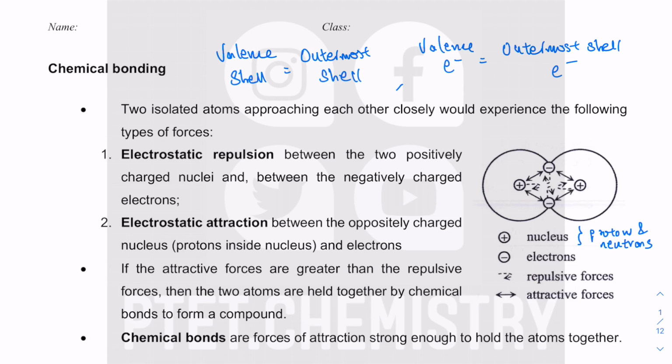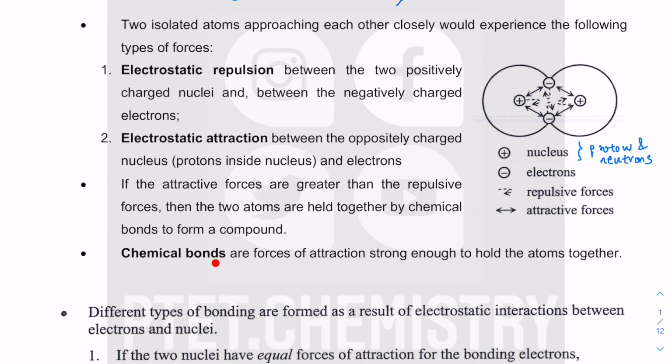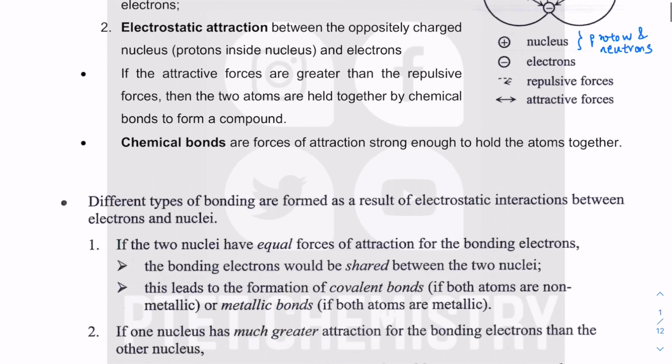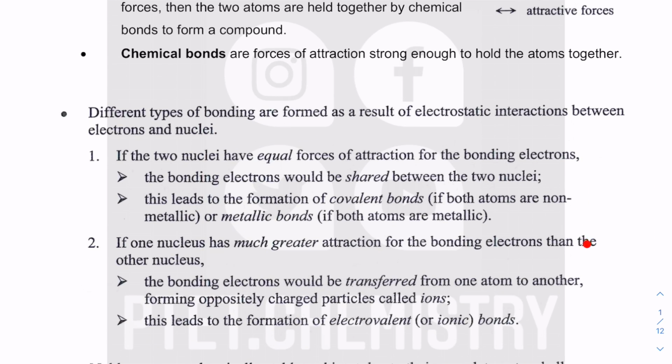So how do we get chemical bonds then? Every single chemical bond that you will learn in this topic comes down to the idea of electrostatic force of attraction between something and something else which are oppositely charged. We talk about a chemical bond because these forces of attraction are stronger than the forces of repulsion. Whenever we talk about a chemical bond, we're talking about a force of attraction strong enough to hold the atoms together. Different types of chemical bonding exist as a result of different electrostatic interactions.